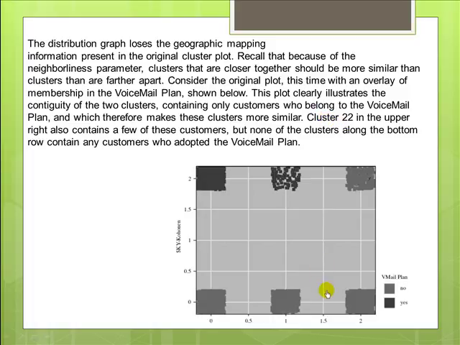Cluster 2, 2, how do we read this again? So this one in the upper right also contains a few of these customers, but none of the clusters along the bottom row contain any customers who adopted the voicemail plan. So it's pretty amazing, at least with respect to voicemail. The clustering seemed to be very much a function of the voicemail plan, right? And it seems to be somehow related to the voicemail plan variable. But we didn't just include the voicemail plan variable.